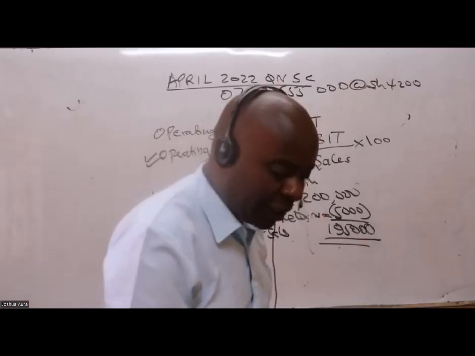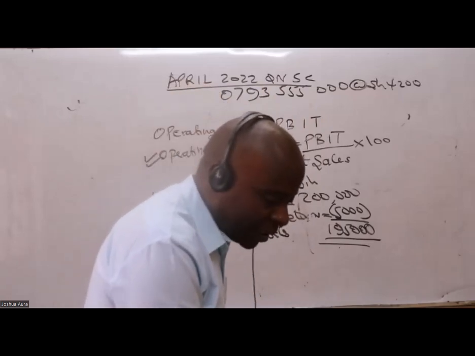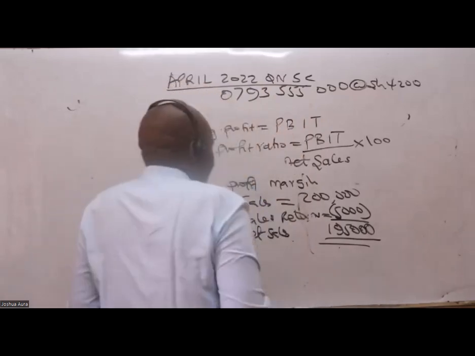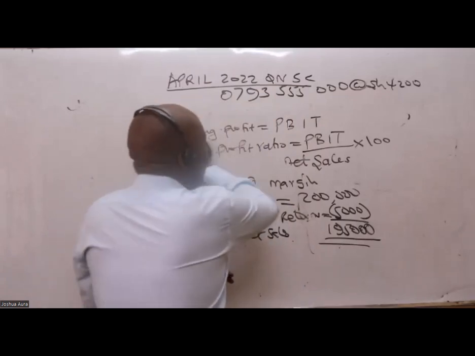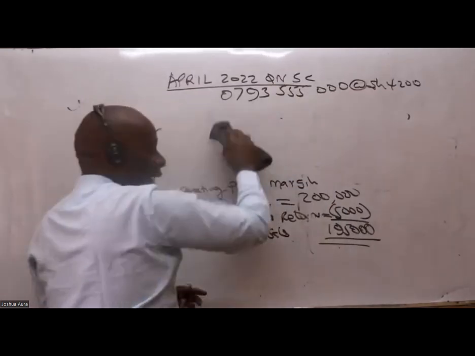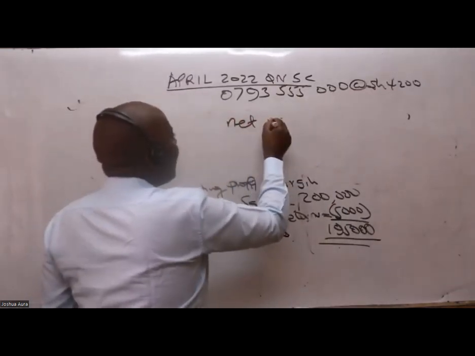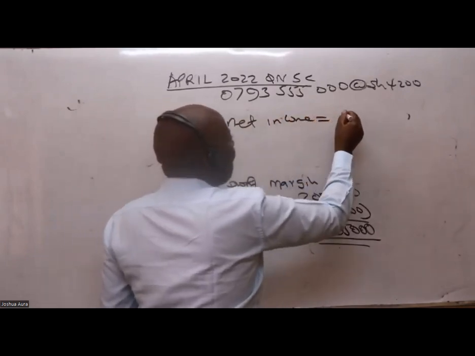So ladies and gentlemen, before I share this question, this examiner had given us the net income. Down here, we happen to have the net income of 40,000.